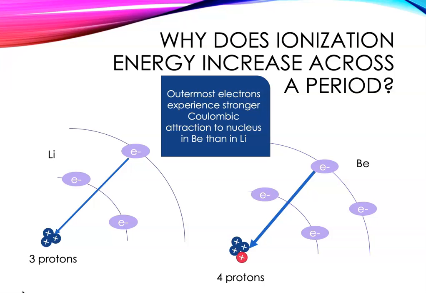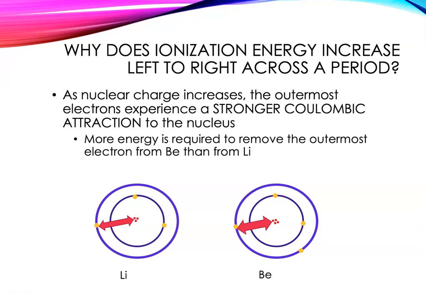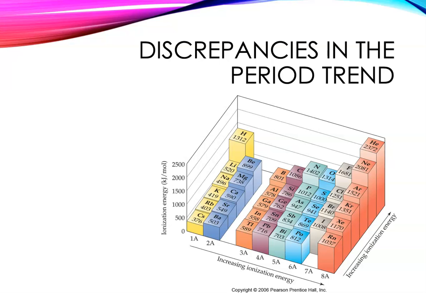And we see this pattern from left to right, and the explanation is always the same. As the nuclear charge increases, the outermost electrons experience a stronger Coulombic attraction to the nucleus. So the outermost electron of lithium in the 2s sublevel is not as strongly attracted to the nucleus as the outermost electrons of beryllium in the 2s sublevel to the nucleus of beryllium. And therefore, more energy is required to remove the outermost electron from beryllium than it takes to remove the outermost electron from lithium. Now, if you look at the data, the trend is not perfect.